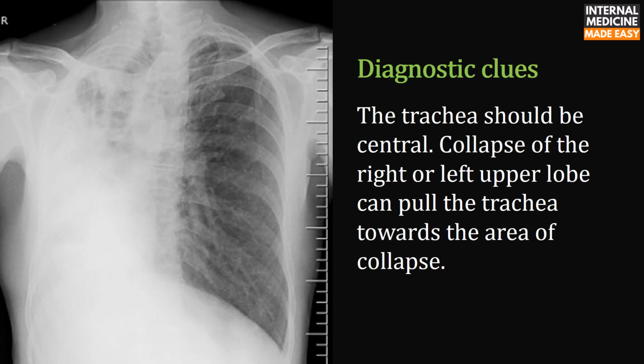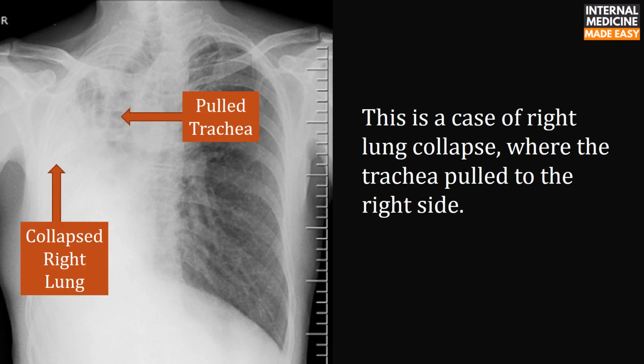The trachea should be central. Collapse of the right or left upper lobe can pull the trachea towards the area of collapse. This is a case of right lung collapse where the trachea is pulled to the right side.